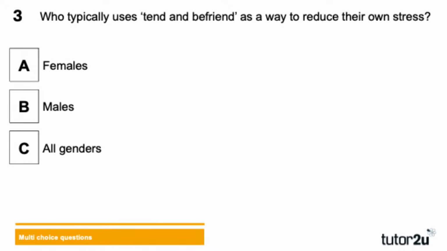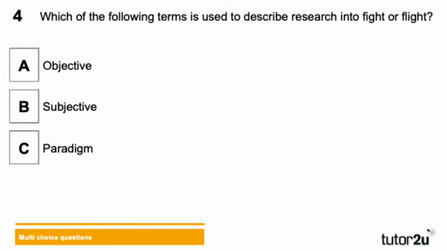So for question 3, we've got who typically uses tend and befriend as a way to reduce their own stress. So again, this should be an easy, quick answer, guys. A, B, or is it C? Great. A coming through quickly. Excellent. Well done. It is, of course, females, and that research was done by someone called Taylor et al. Excellent. Let's look at the next question then.